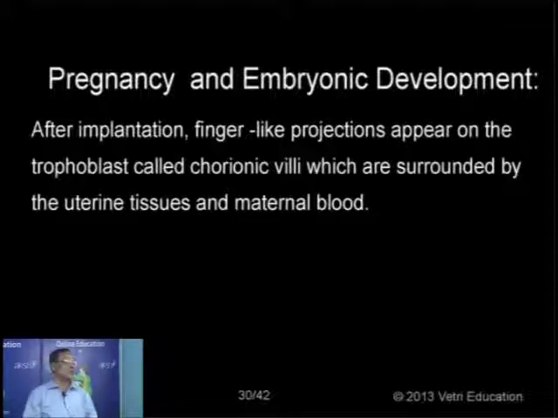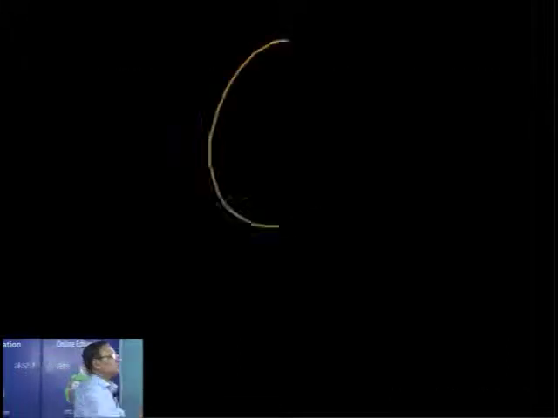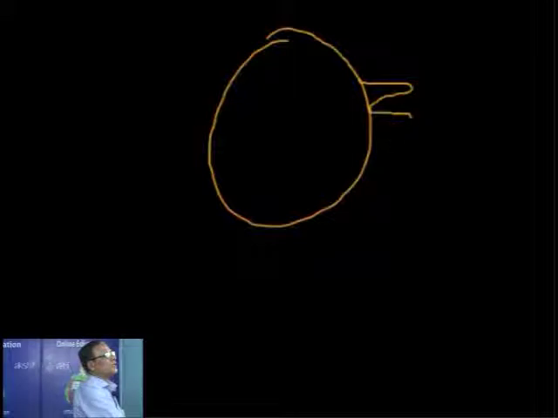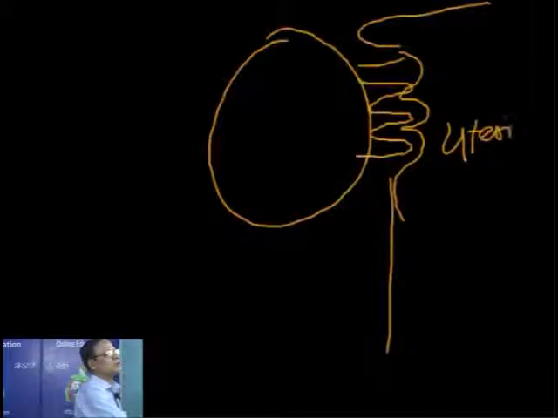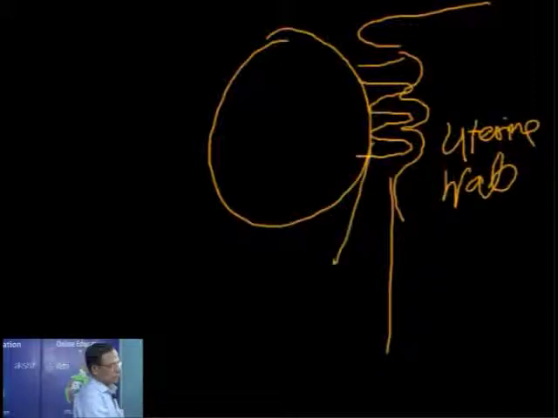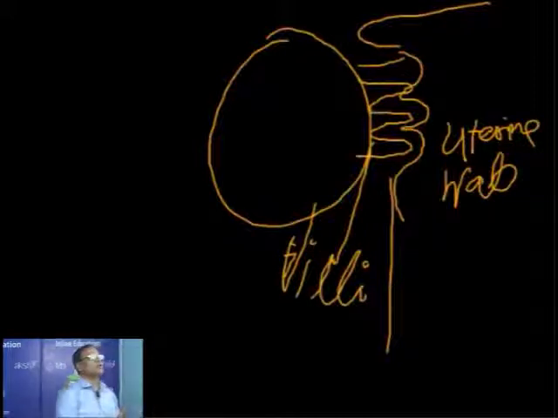How is it developed? Now the embryonic development. What will happen after implantation? See the outer trophoblast layer. It forms finger-like projections like this. This is the uterine wall, and this is the finger-like projection, what we call villi, formed from the trophoblast.